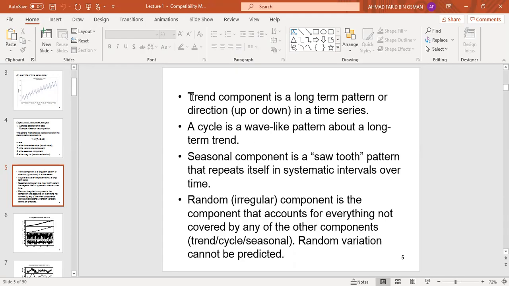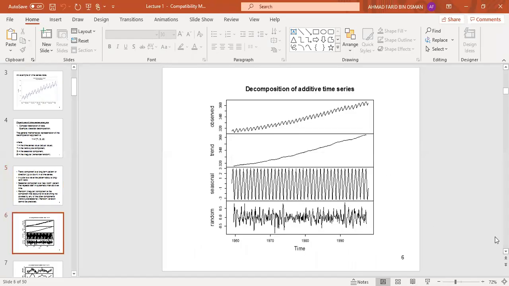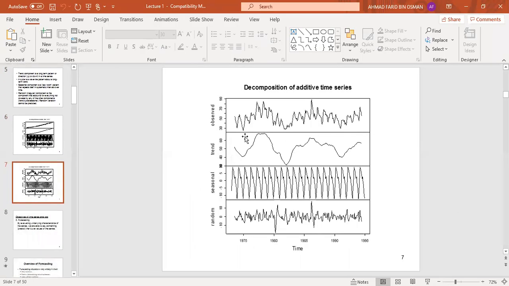So that's what we call the difference between them. The trend normally represents the upward or downward trend. Okay, a cycle is a wave-like pattern about a long-term trend. If you look at the example given in the following slide, this is an example of an upward trend. In the long term, it represents the long-term direction. So keep increasing. Then another example, this one, is an example of a cycle.